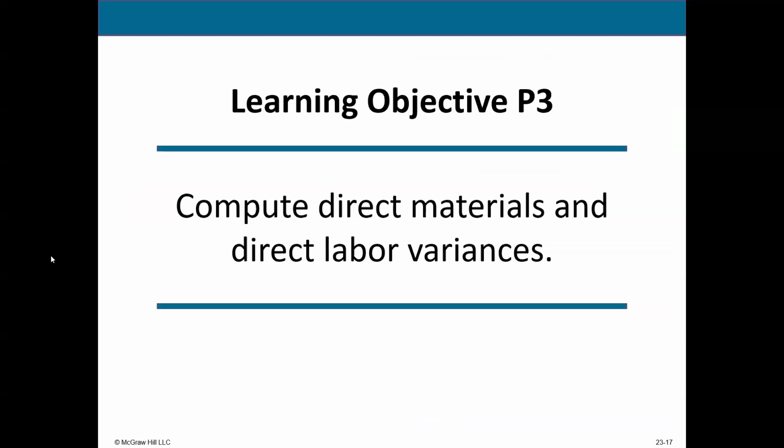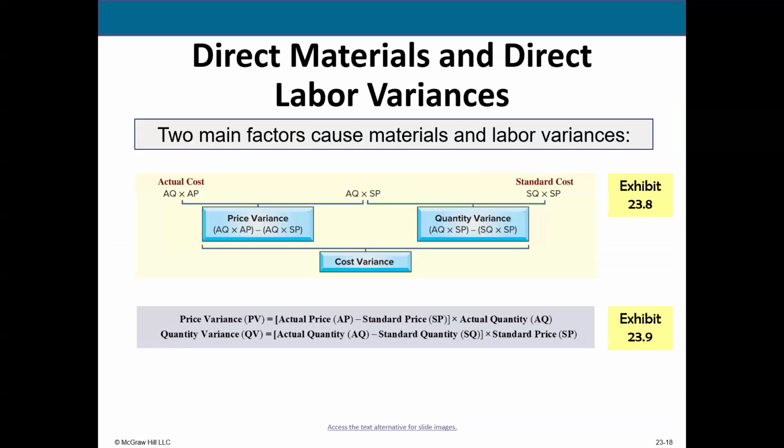So what we're going to do first is I'm going to show you how we compute the direct materials variance and the labor rate variance. So first, the direct materials and direct labor variances. What we're looking for here is differences in price or rate and differences in quantity or efficiency.